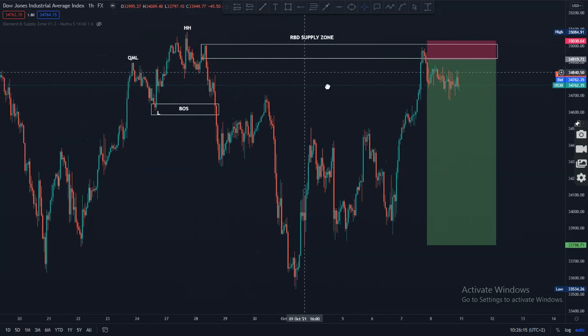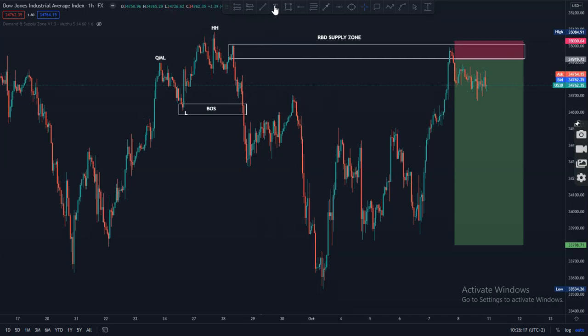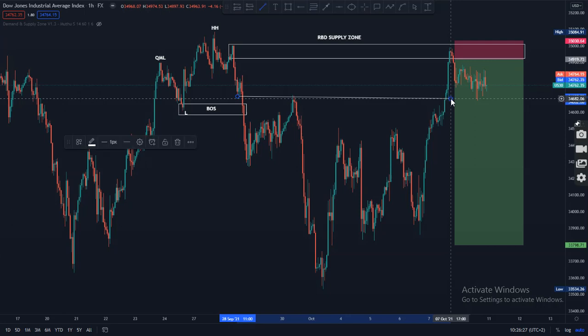So, did you have any fake outs on this particular one? Let's see if we can have any fake out. So yeah, this is where the fake out is. We are trying to sell from a level of a fake out.